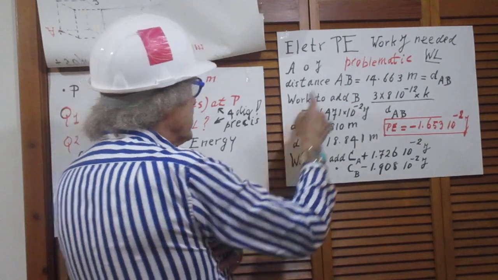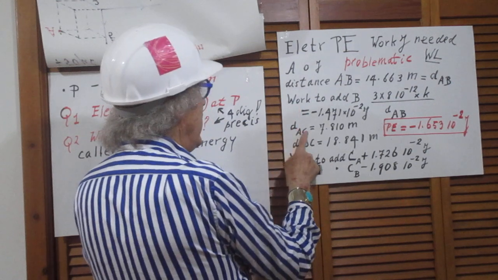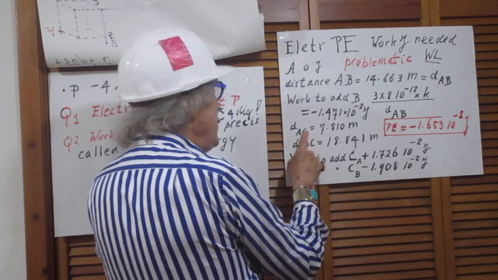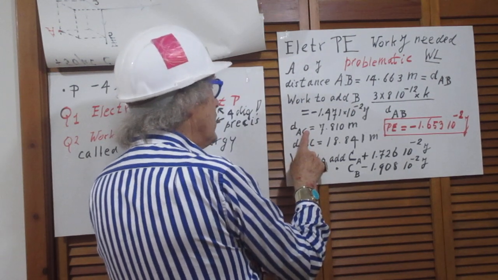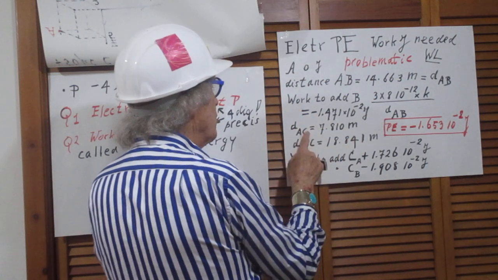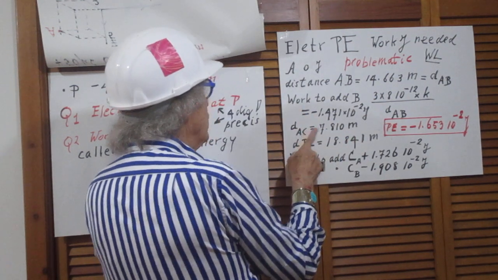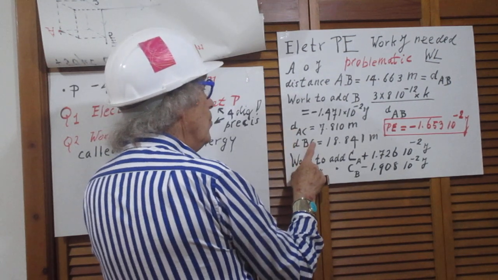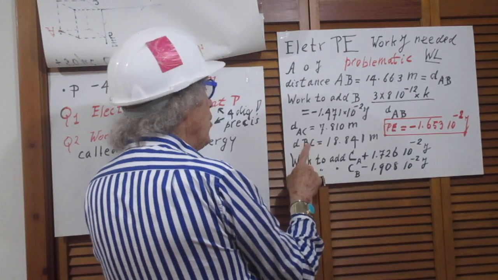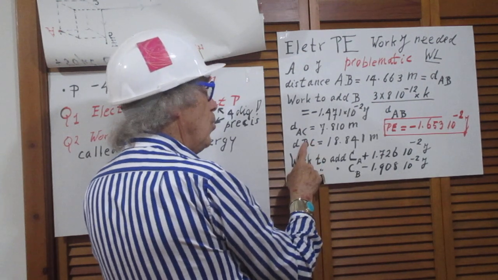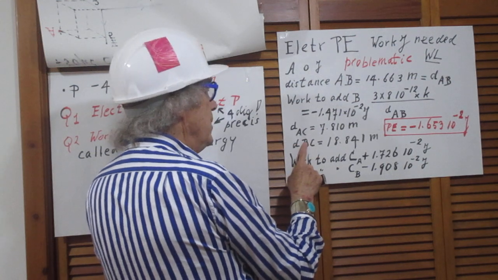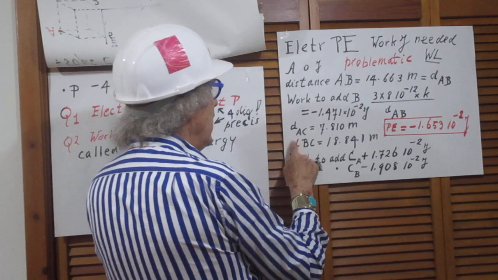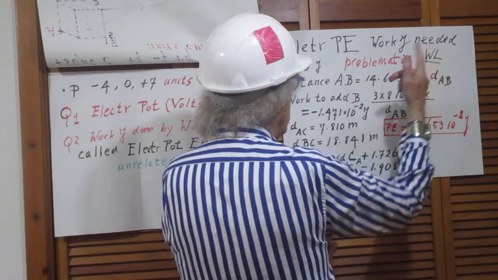In a similar way, you can calculate the distance between A and C and the distance between B and C. So when you bring the third charge to position C, you have to do work because you have to overcome the charge at A. But when you bring it to location C where it is, you also have to do work because you have to overcome the electric field due to B. So you now have to calculate the distance AC and the distance BC in the same way that we did here.